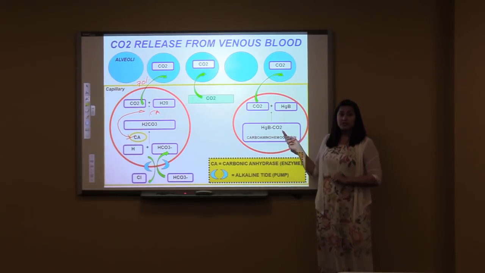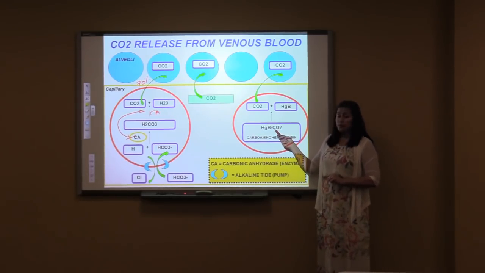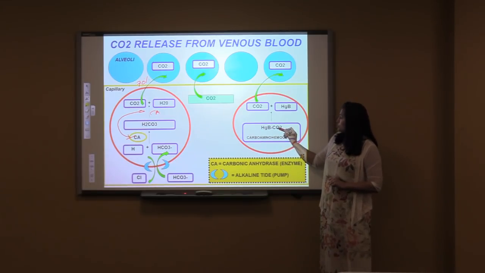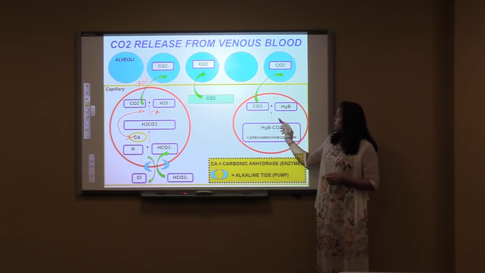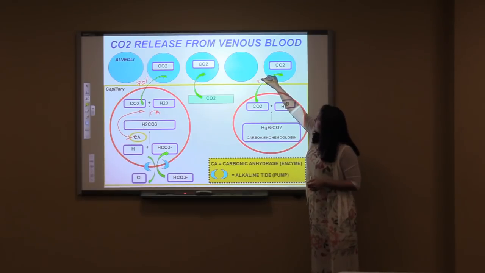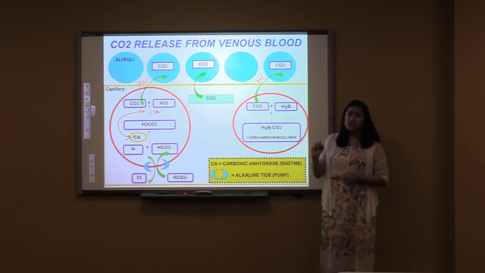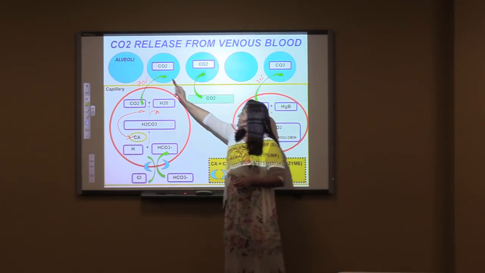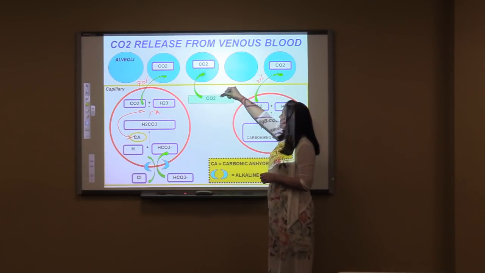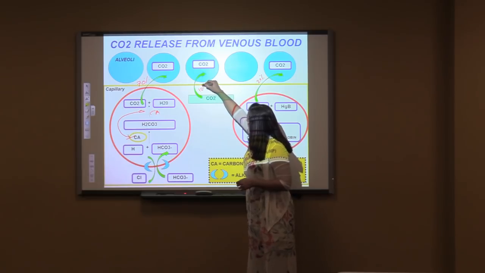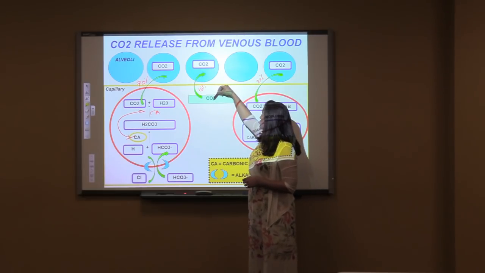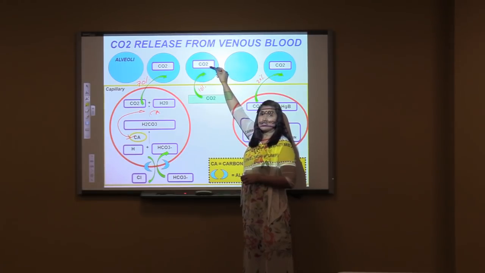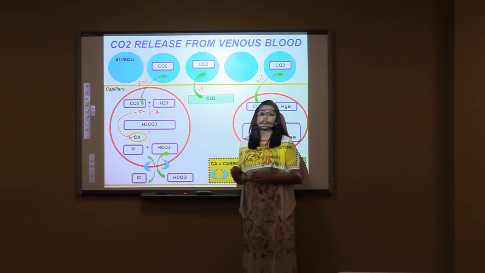The 20% of CO2 that was bound to hemoglobin and transported as carboaminohemoglobin will detach from hemoglobin, diffuse out, and enter the alveoli, which we exhale. This amount will be exhaled too. And the last was 10%, which was dissolved in plasma, will just diffuse out and enter the alveoli, which we exhale.